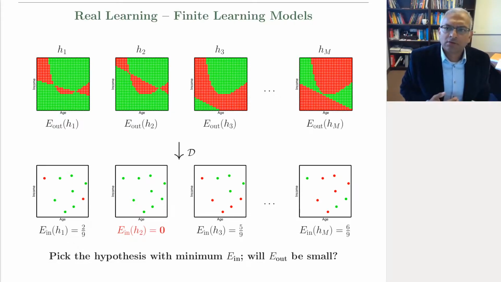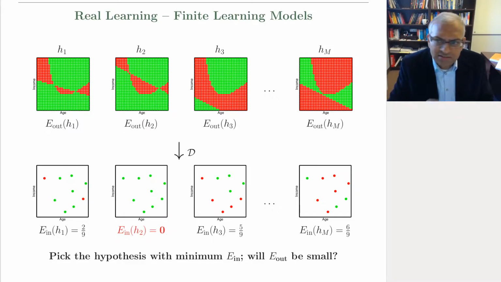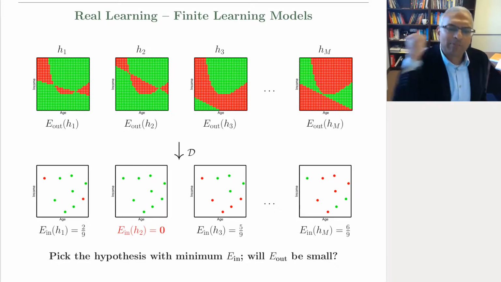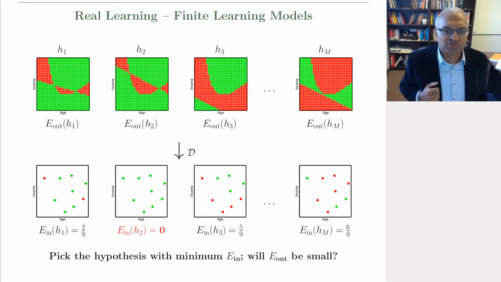Okay. Now, once we sample the data, for each hypothesis we can compute the fraction of red data points, so we can compute its in-sample error. And then we scan the hypotheses, and in this example, you see that the second hypothesis, h2, got an in-sample error of 0. So now we pick that hypothesis as our final hypothesis, g.